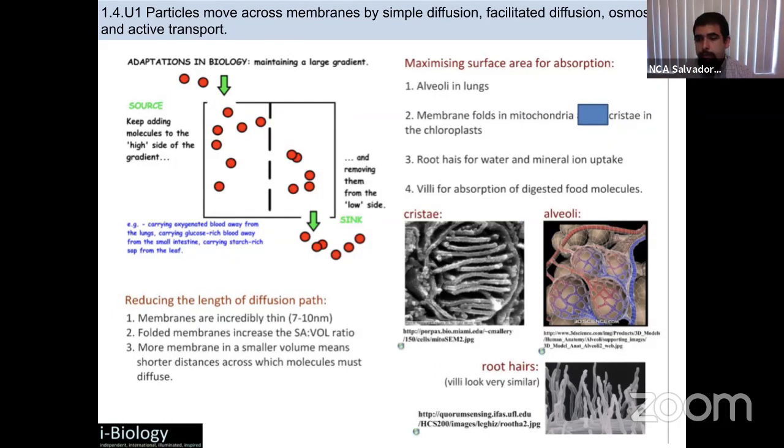All right, and then the last one, root hairs for water and mineral ion uptake. So that one's a good one. But then villi, we don't have a picture of it. They look pretty similar to root hairs. They're just kind of little finger-like things. But villi are also a structure that increases surface area, and that is for you to be able to uptake as many nutrients as possible from your food. Okay, so surface area, for the most part, is always a plus. This is why cells remain small, and this is why things create large folds.